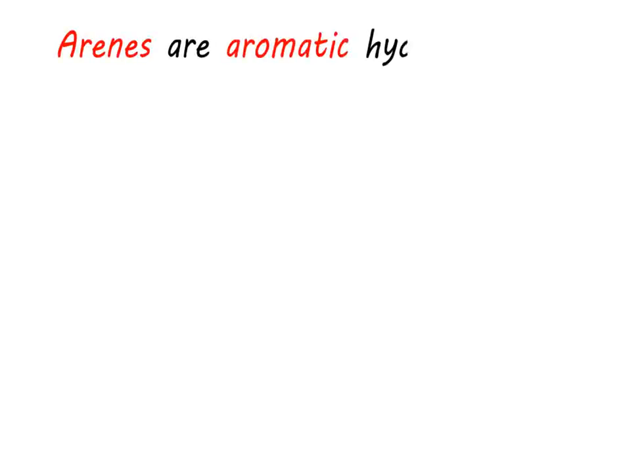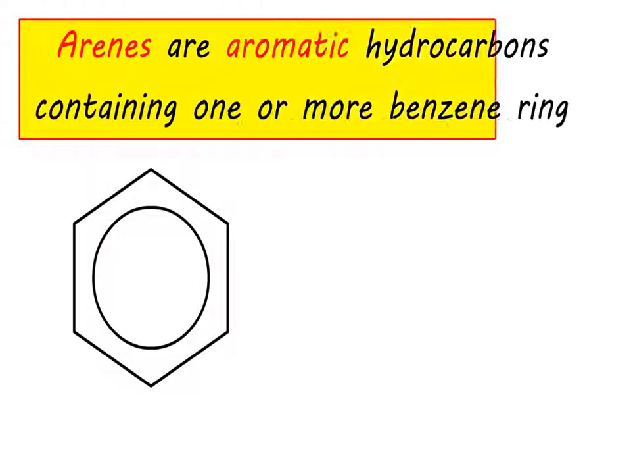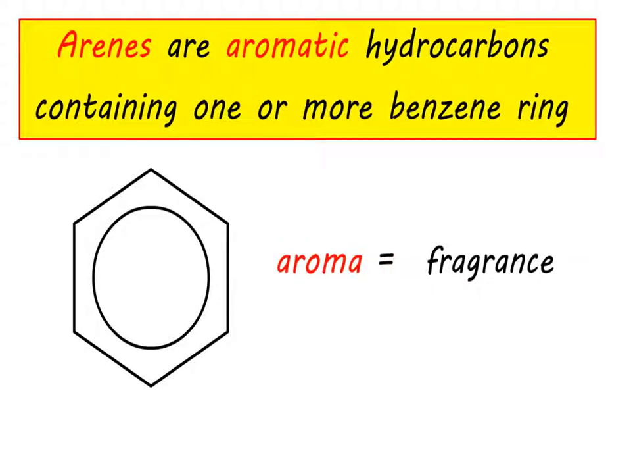Arenes are aromatic hydrocarbons containing one or more benzene rings. The strict chemical definition of what makes a compound aromatic is not required for A-level chemistry, but the term aromatic is derived from the Latin word aroma, meaning fragrance. However, it should be noted that some aromatic compounds are in fact odourless.